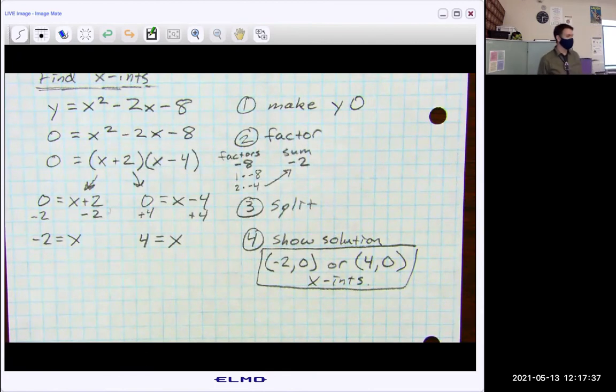Maybe that's the beginning and end value of whatever science experiment you were doing. So your homework, it's going to give you 3 problems. You're going to find the vertex and find the x-intercepts for each one.